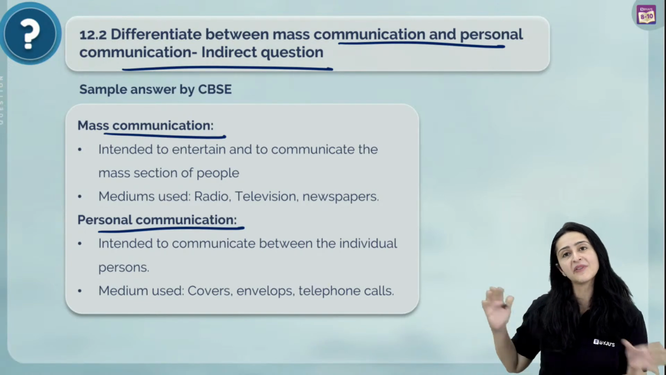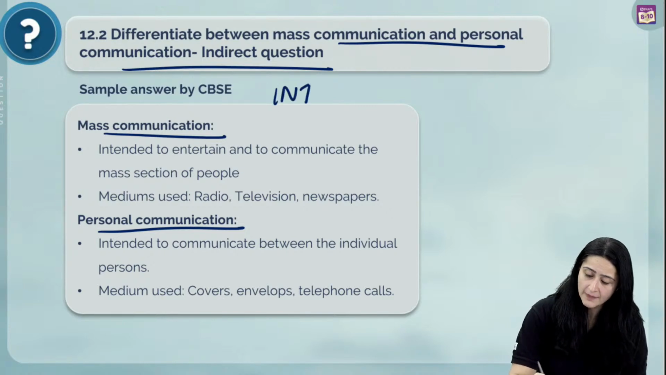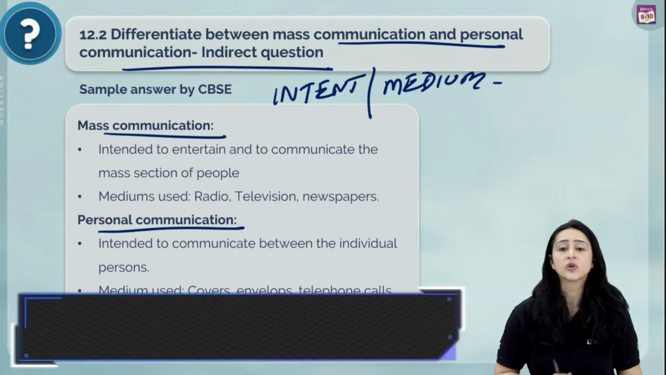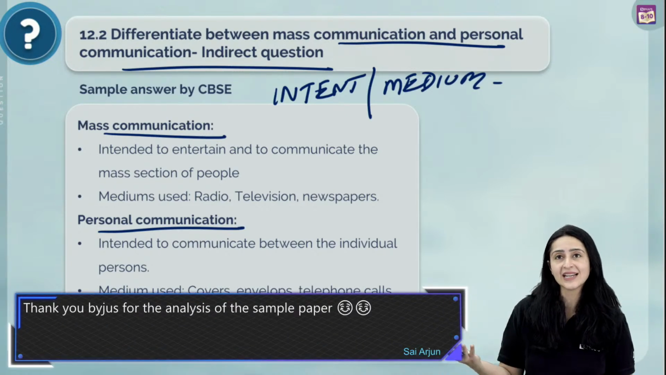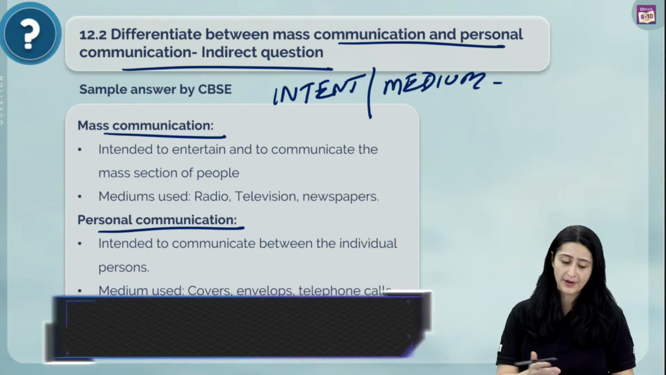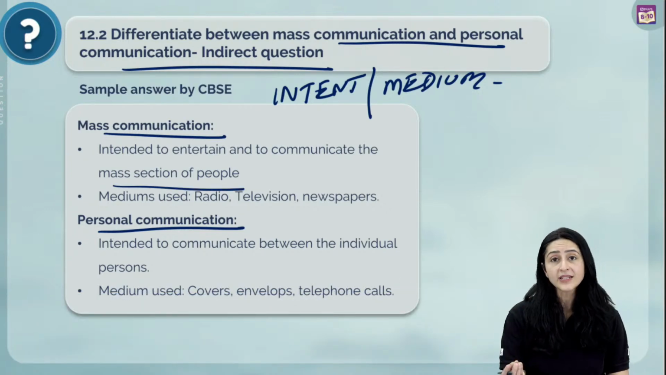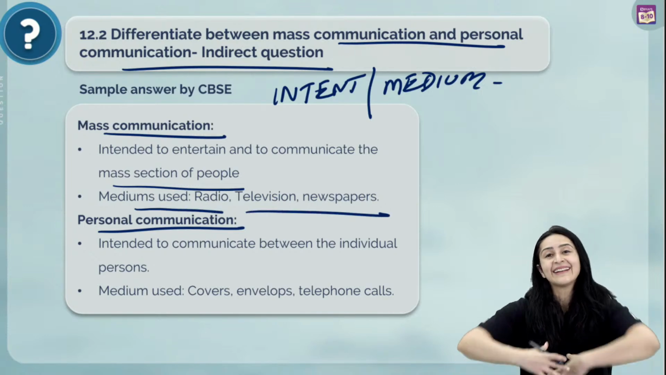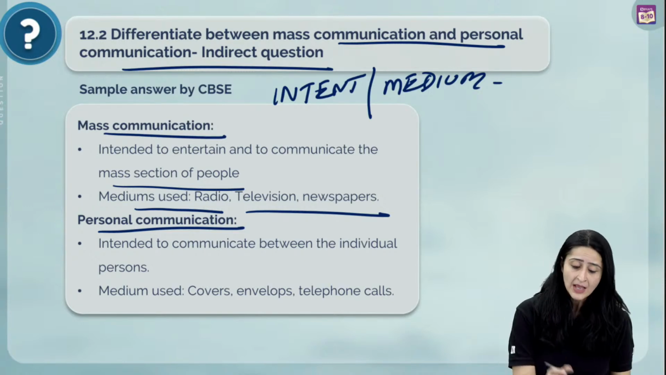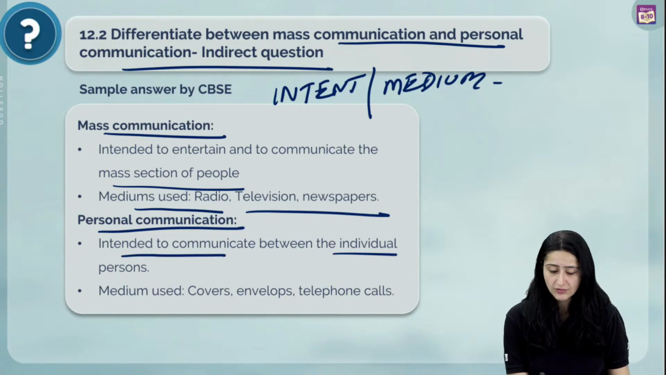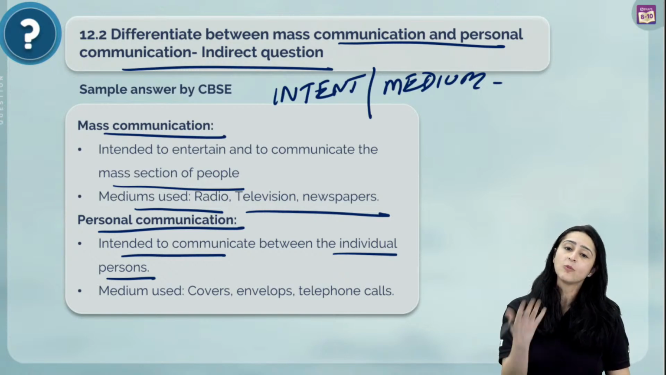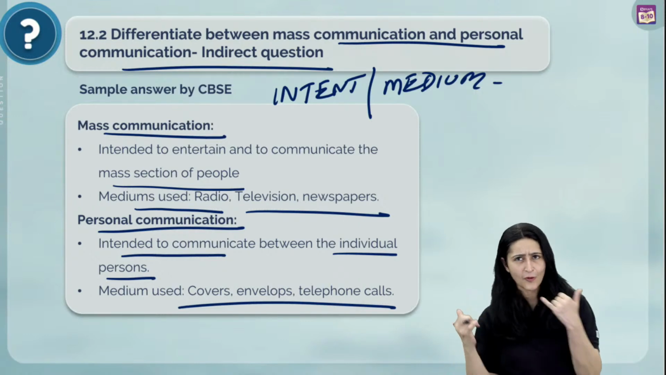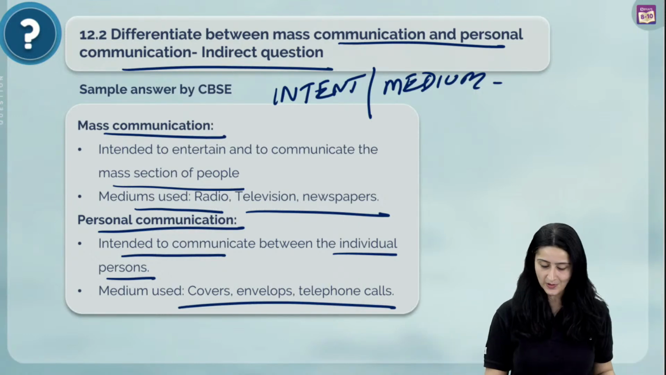And here, for example, we've given you the differences in 2 ways. We're talking about the intent or the intention and the medium used. So in terms of mass communication, what is the intention? The intention is to reach out to many people, like the mass section of people. What is the medium used? The medium used is radio, television, newspapers. Again, reaching out to many, many people at one point in time. Personal communication, what is the intention? To communicate between individual people. And what is the medium used? It is used in terms of covers, envelopes, letters, telephone calls, etc. Right? So this is the difference between the two.